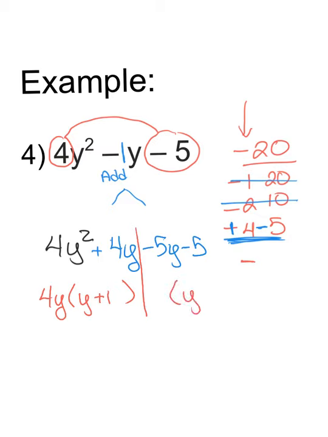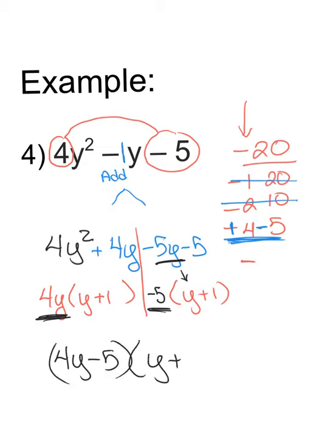On the right, I need to be left with y plus 1 also. So we can cheat. Negative 5y divided by y is negative 5. My factors become the front terms, 4y minus 5, and the repeater, y plus 1.